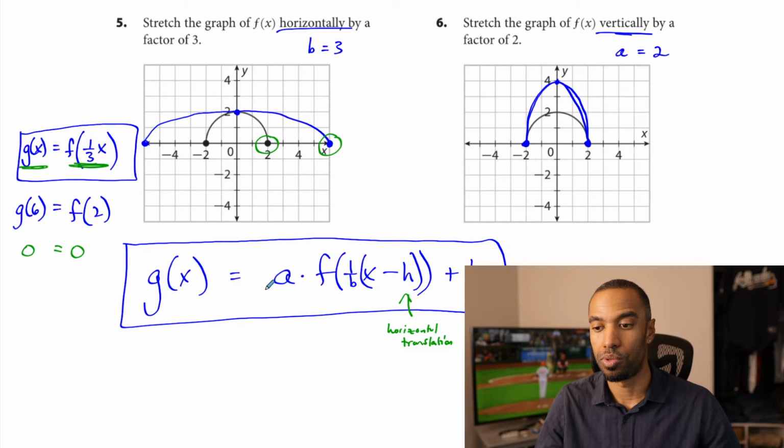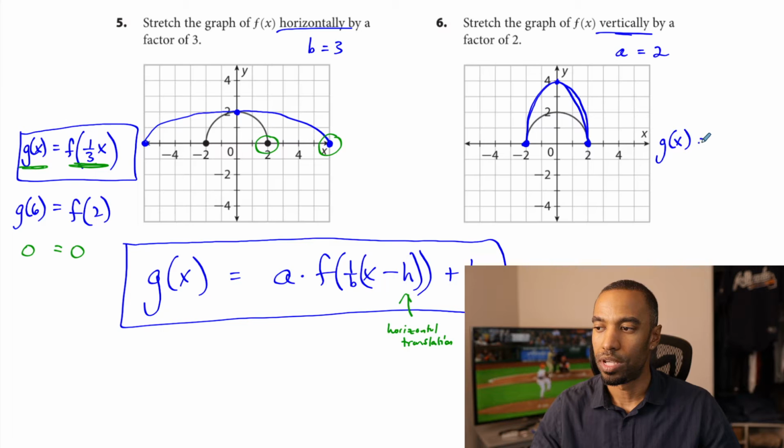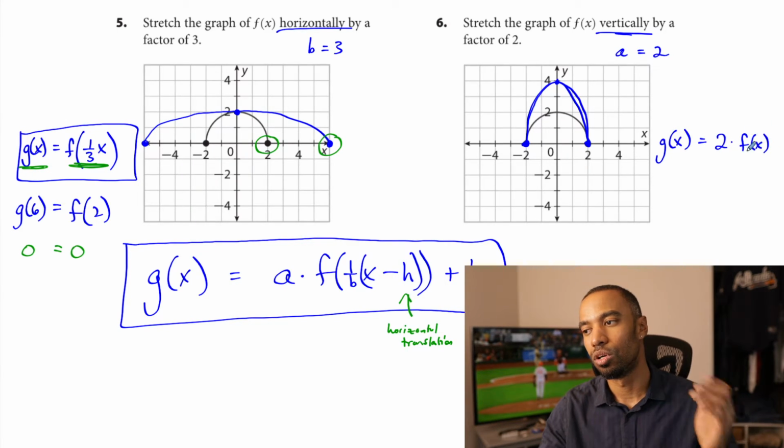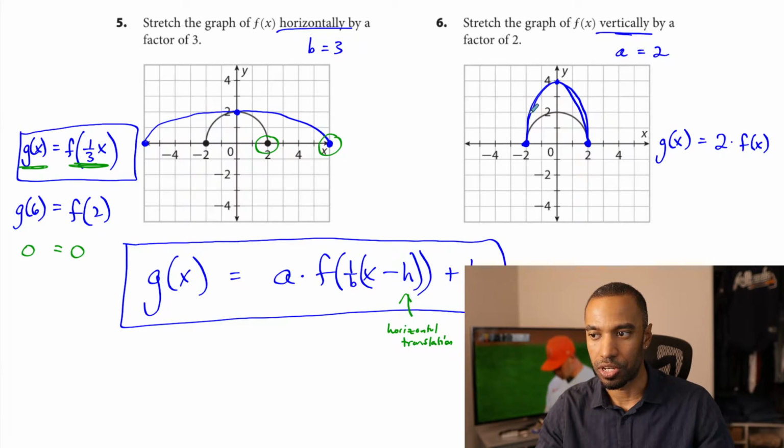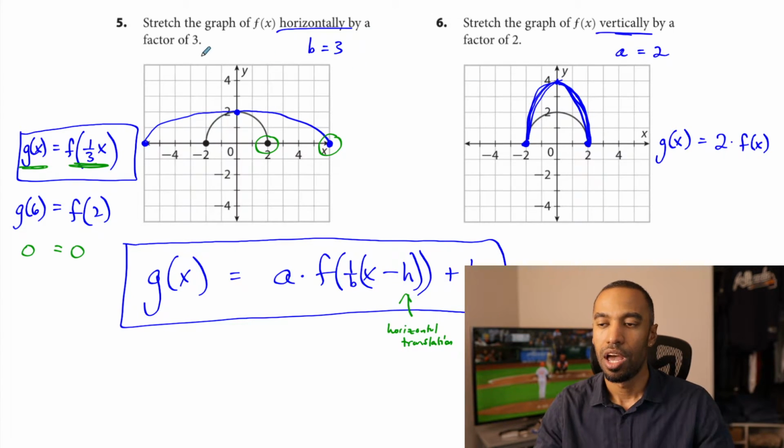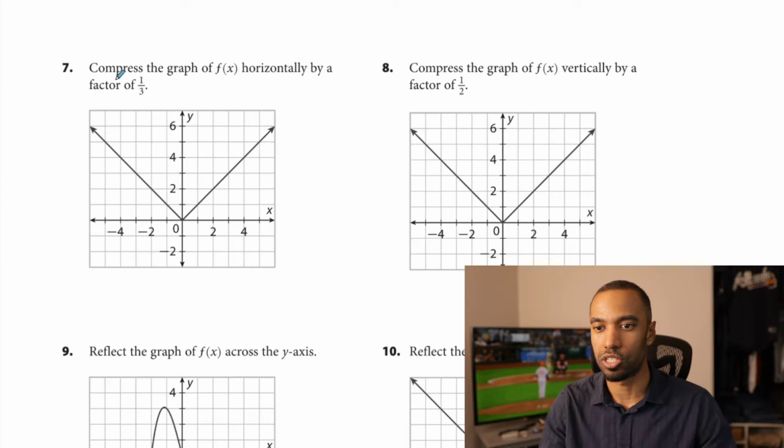Now with a being 2, that's the number in front of f right there. So for the g of x here, we double whatever the f of x values were, whatever the y values were at certain x values, now they get doubled. Including all these ones here. They're just not distinct points, and I'm not going to find a way to really plot them very well. Let's thicken that thing out. That's your g of x. All right, let's go ahead and keep moving. Let's go number 7 and 8.